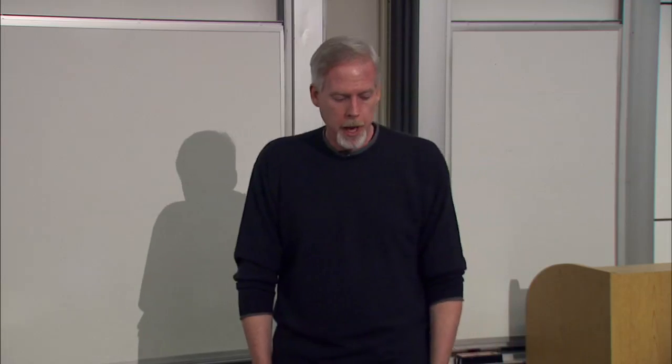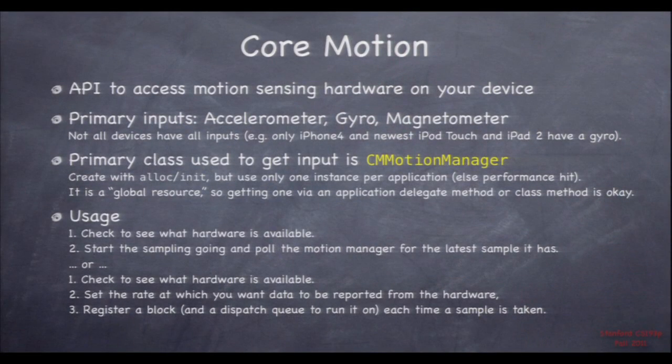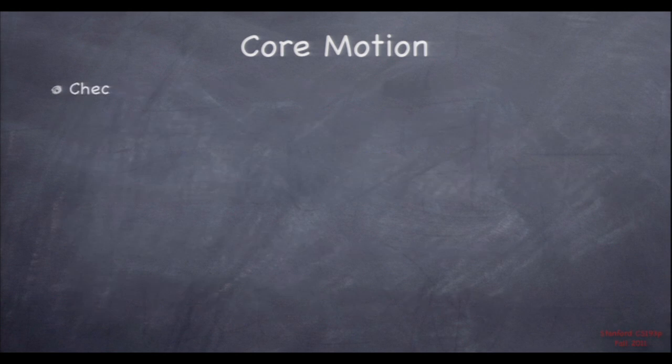So how do you use the Motion Manager? You first check to see what hardware is available, just like the camera, and then you start sampling. You tell it to start getting the data, and you either look at it by polling, basically asking it, or, way better, you post a block onto a queue, and that block will be called at whatever data rate you tell it, with the latest status of everything. Make sense? So those are the two ways to do it: polling and getting a block called.